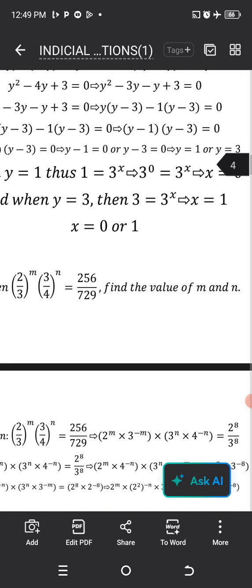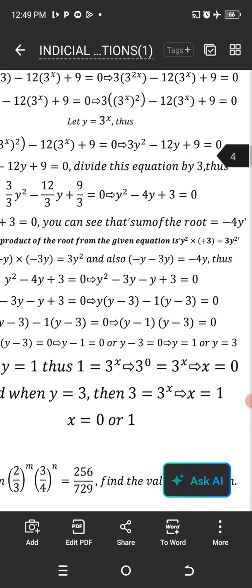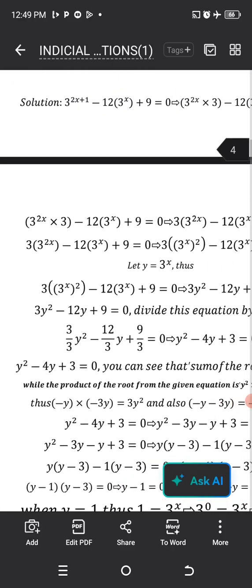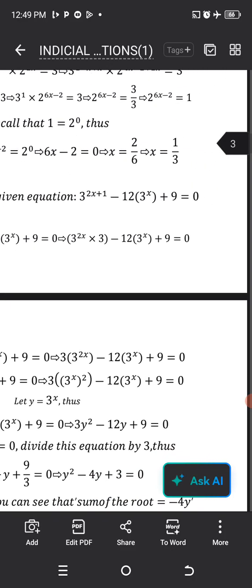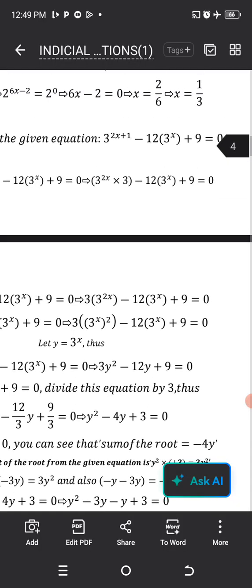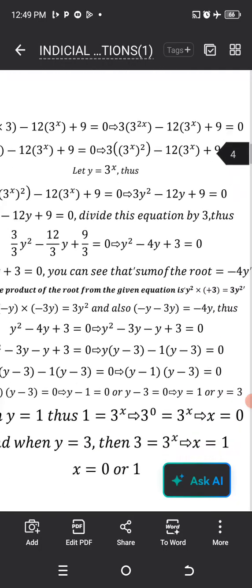So that means your final answer is either what? y is either 0 or 1, which means for either value, the expression will definitely be true. If x is equal to 0, the question given will be true. Just put 0 here and you will see that everything will be equal to 0. And also if x is equal to 1, just put 1 here, and you see that everything will definitely be 0. Thank you.